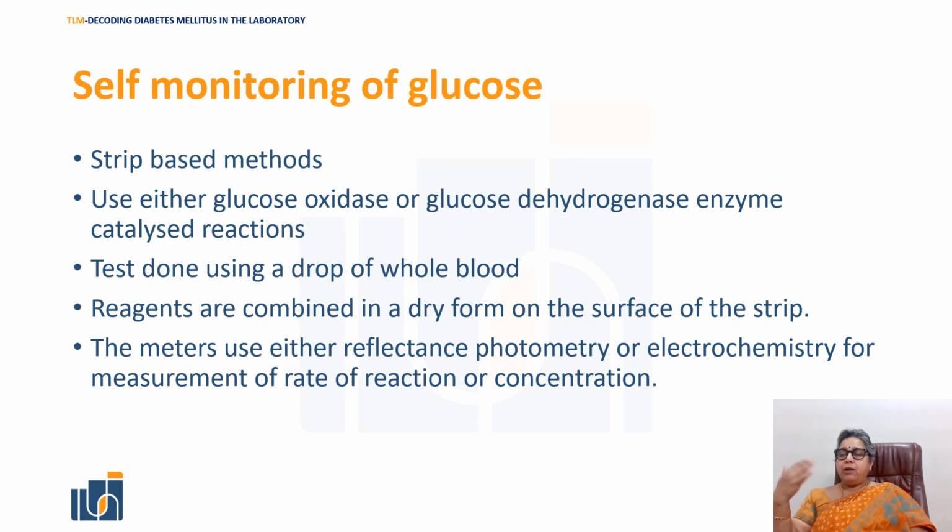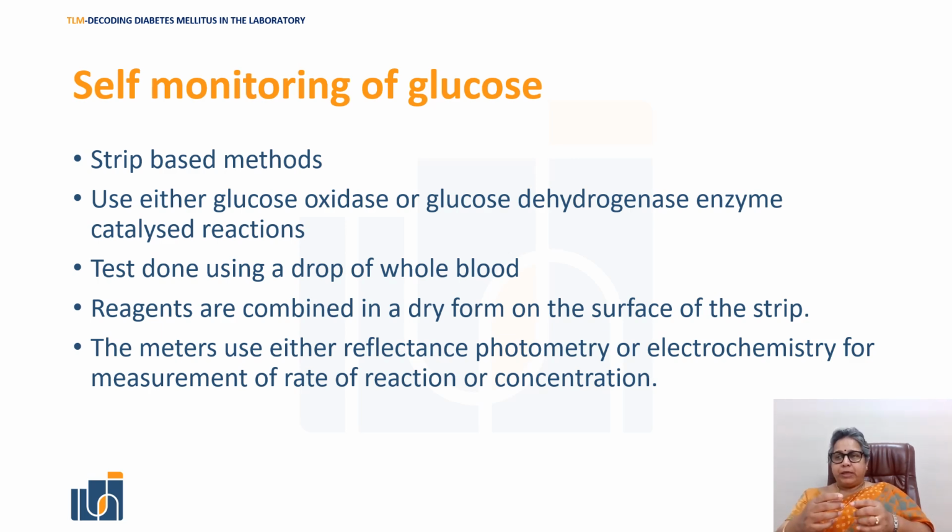glucometer strip, and looking at your glucose at home, whether daily or whatever the doctor is recommending. So this is very common. These are strip-based methods, and it uses either glucose oxidase or glucose dehydrogenase enzyme catalyzed reactions. Now, this is a test which is done using whole blood. The reagents are combined in a dry form on the surface of the strip.